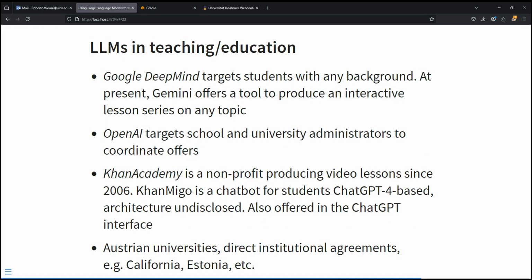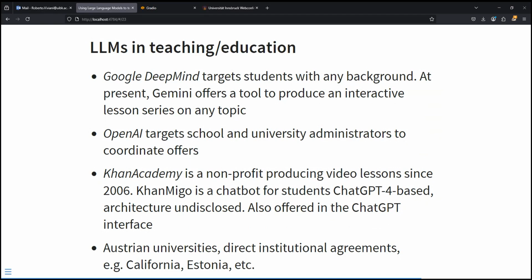So DeepMind has a group whose target is students. If you go into Gemini, you can ask Gemini to provide you a course, and you interact with Gemini through the course. OpenAI has a program for school and university administrators to provide lectures and education material. And then there are also other actors. Khan Academy is not the only one, but they have been producing learning material for years, and now they produce their own chatbot that is offered through the ChatGPT interface.